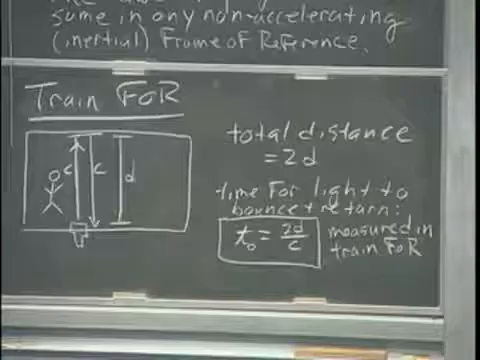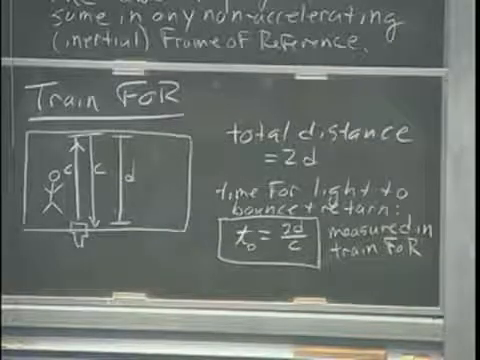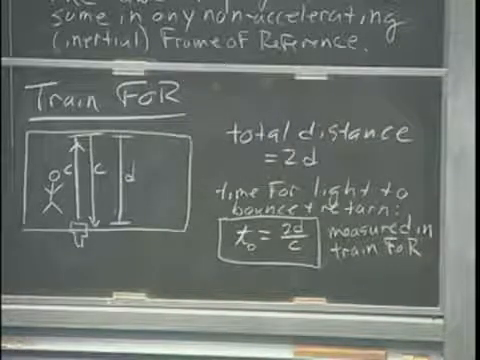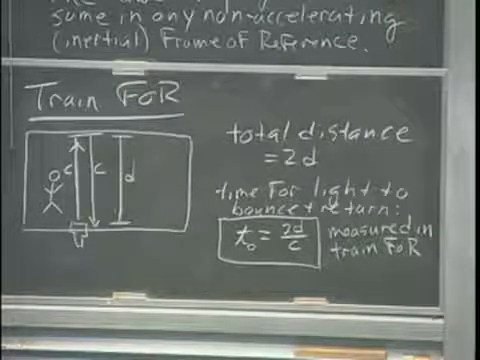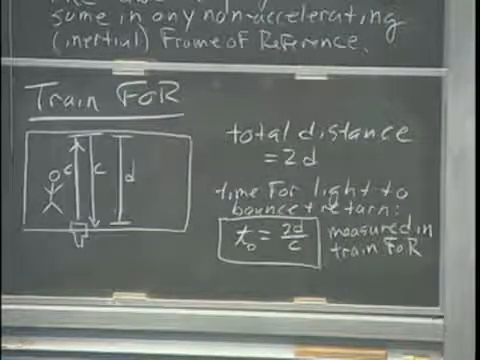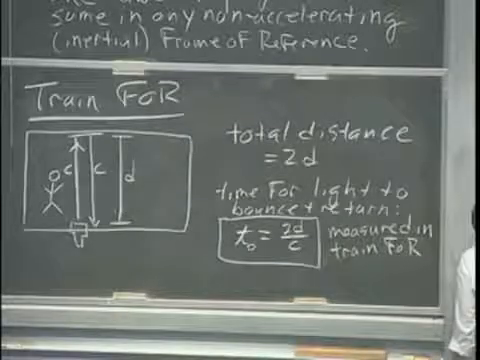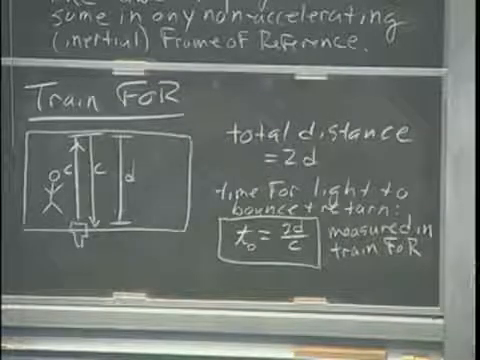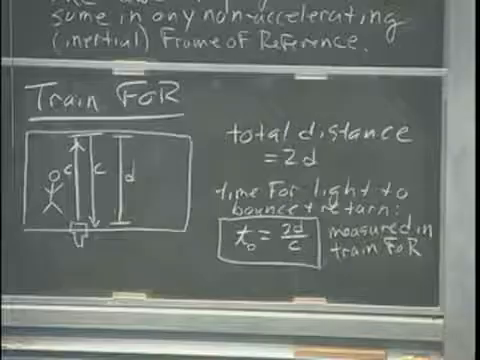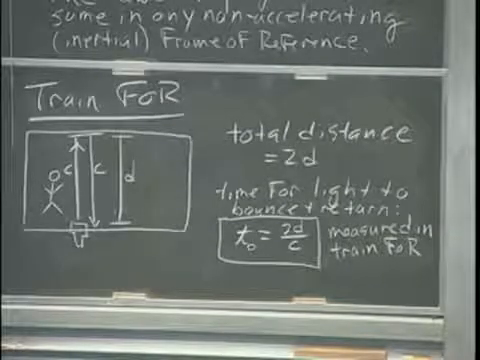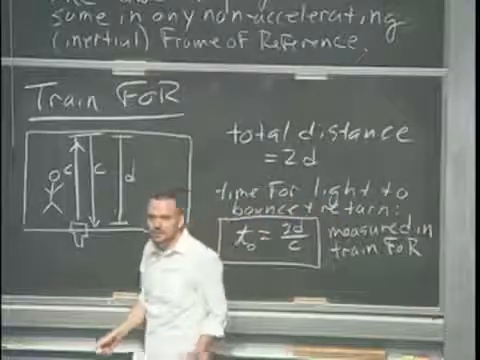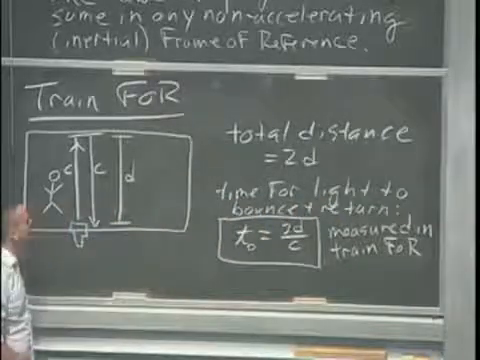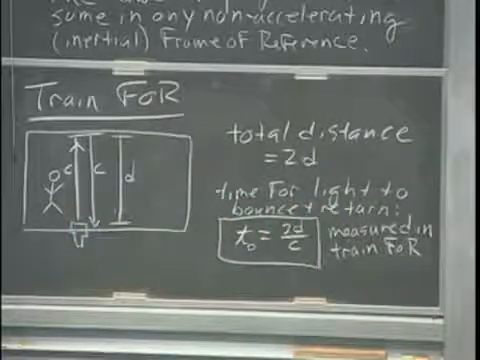So that is the amount of time in the train frame of reference, so observer on the train. Now let's look at an observer on the ground. Okay, so an observer on the ground is going to see a combination of two motions, right?